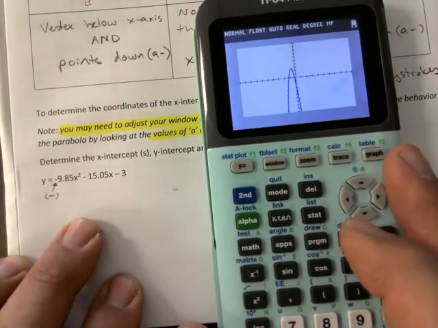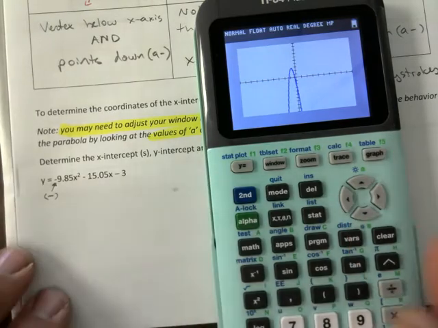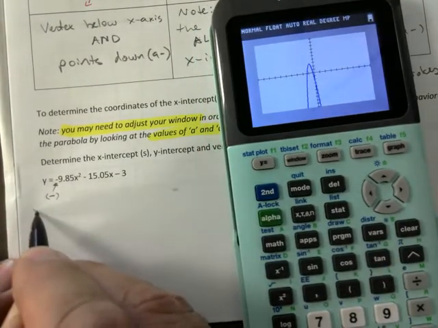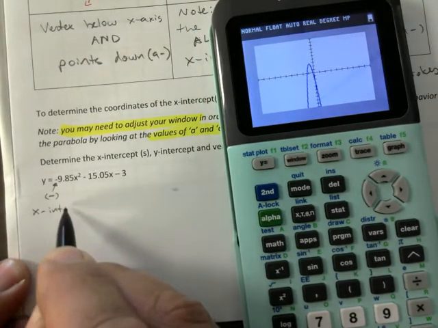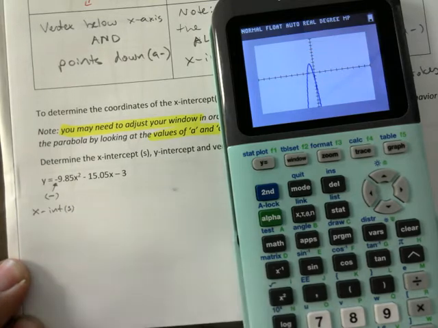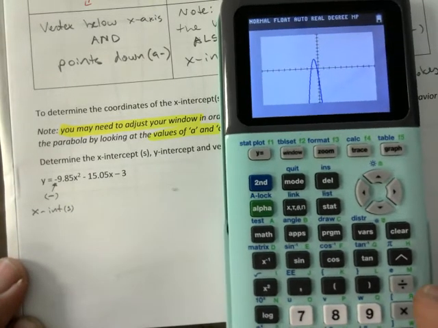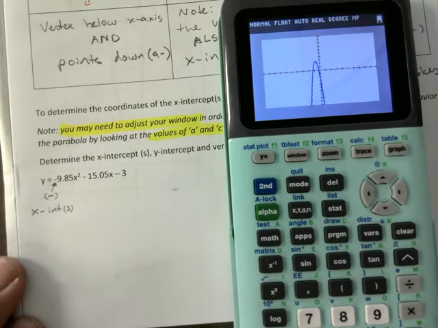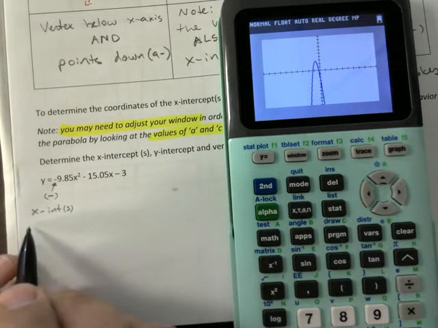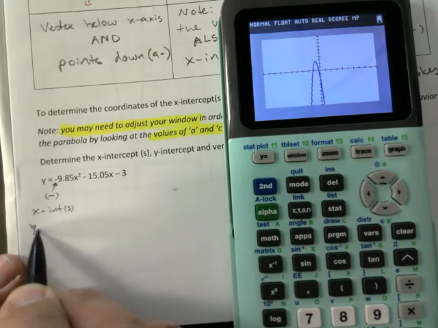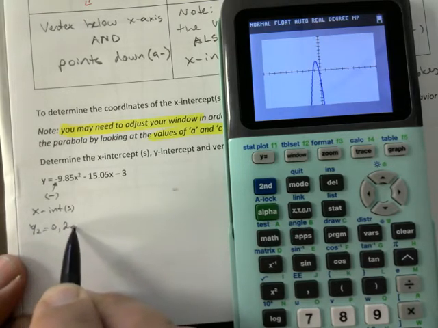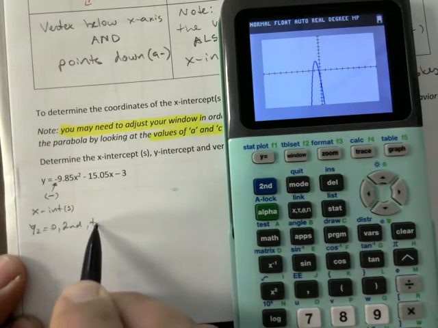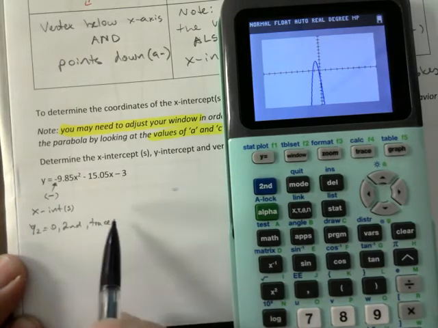So to find the x-intercepts, this is what you do. I will write down x-intercepts. How many x-intercepts do we have, by the way? 2, right? This graph clearly tells you that it's crossing the axis twice. So we're going to use the keystrokes. Y2 is equal to 0, and we're going to go second, trace, and 5.